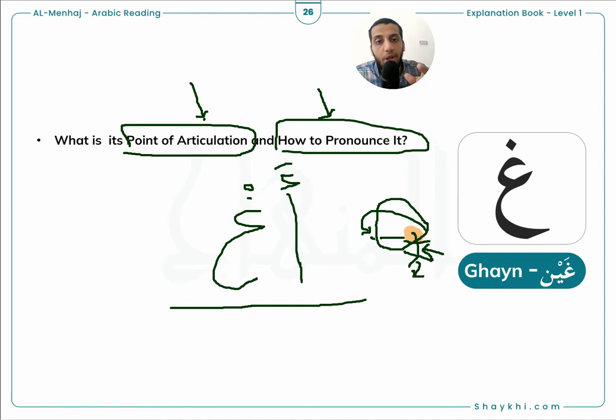And I will tell you a secret to be able to pronounce letter Ghayn. Letter Ghayn is like the sound of gargling. Yes, the sound of gargling.